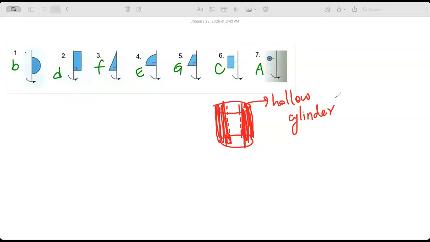Make sense? A hollow cylinder. Now, what is this? This is an easy one though, but it just takes a little bit of thought. The circle keeps on repeating. Circle is winding around, right?